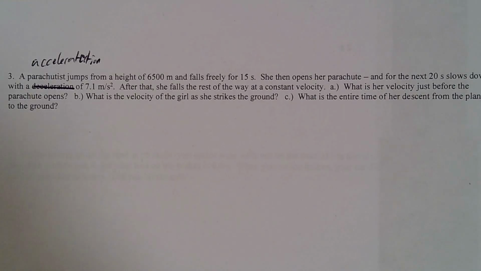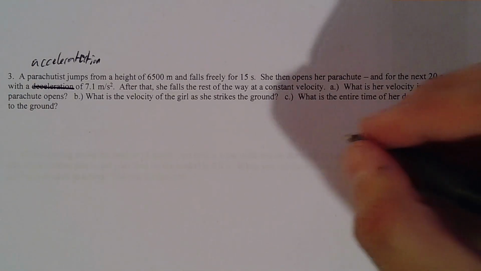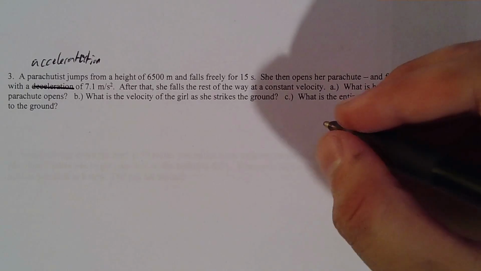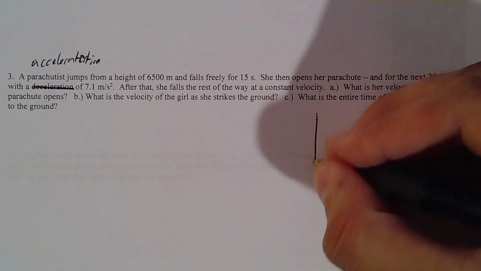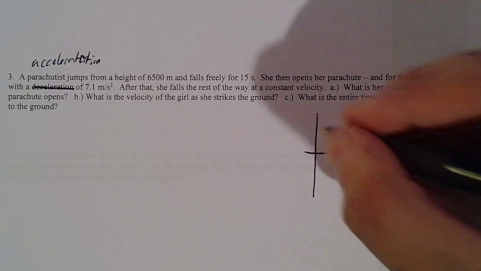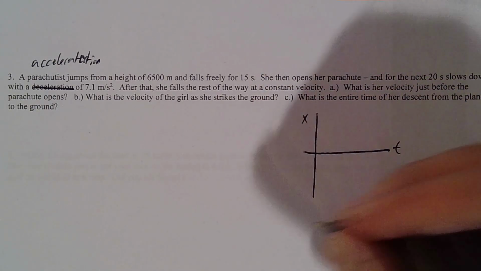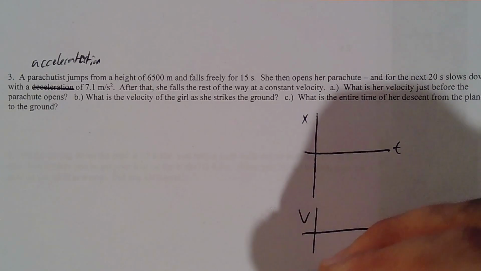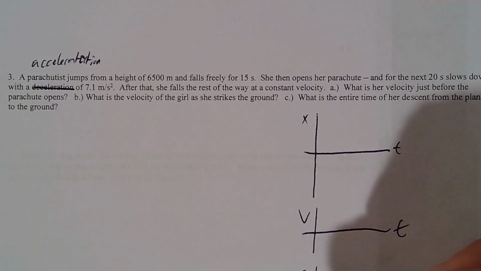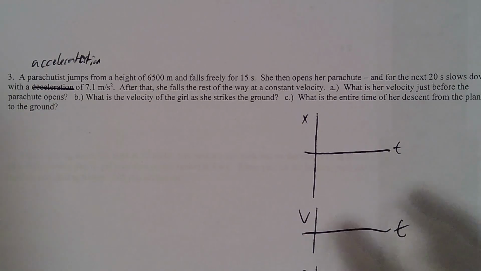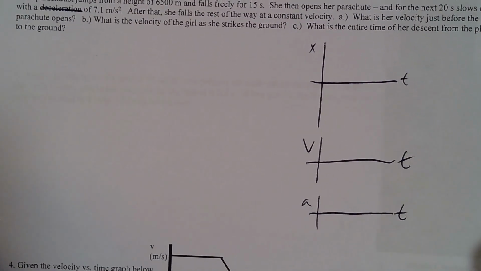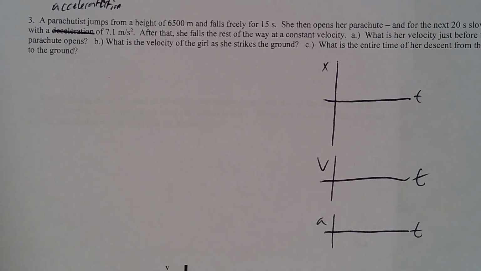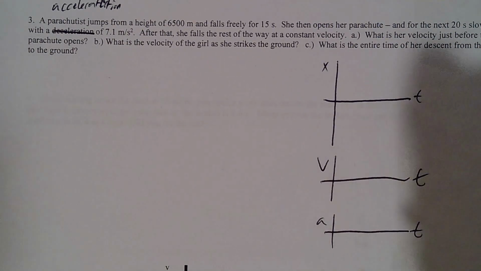Before we answer any of these questions, we are going to do what we should always do when looking at a thing like this. We're going to graph this. Here's our x-t graph. Here's our v-t graph. And here's our a-t graph. The a-t graph is too low. There we go, a-t graph right there. So, let's quick check on this.